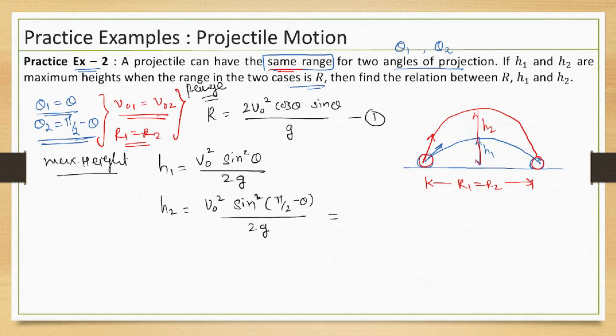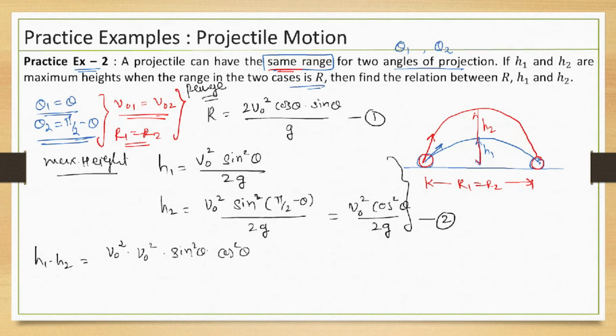Simplify this relation. h2 is v naught square sin square of pi by 2 minus theta. What is sin of pi by 2 minus theta? It is cos theta. So h2 is v naught square cos square theta upon 2g, and these two together are equation number 2. Now convert h1 and h2 in terms of R. Find the product h1 into h2: v naught square into v naught square, sin square theta into cos square theta, upon 2g into 2g, that is 4 g square.